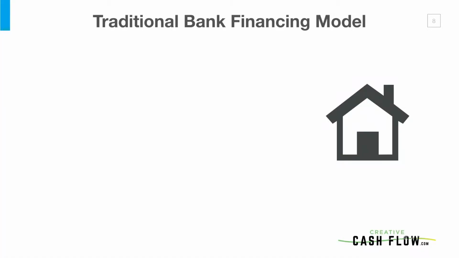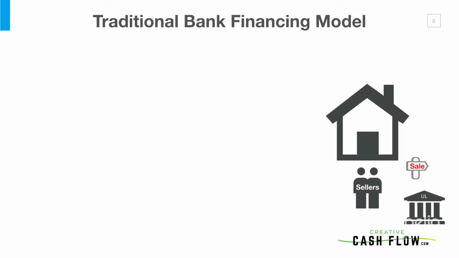In order to fully understand subject to, first, we need to really understand the traditional bank financing model. So let's take a look at that, okay? So we've got this house, and we've got Joe and Betty, our sellers, and they have an underlying lien. You're going to see me use UL a lot when talking about this stuff. It stands for underlying lien. So they've got an underlying lien to their bank.